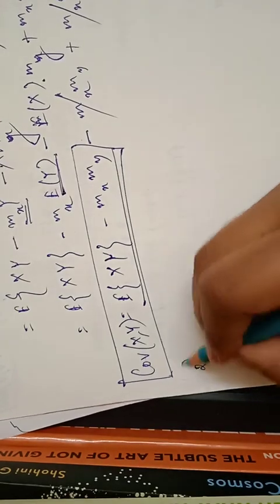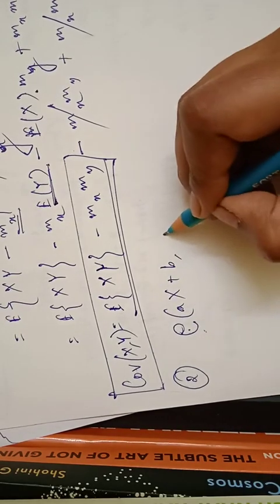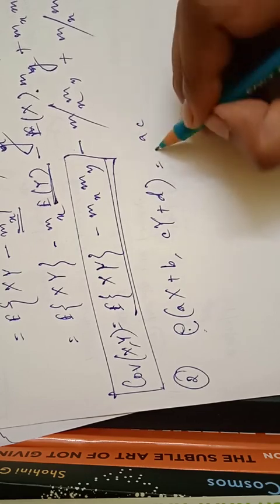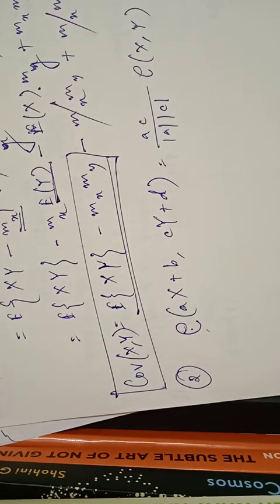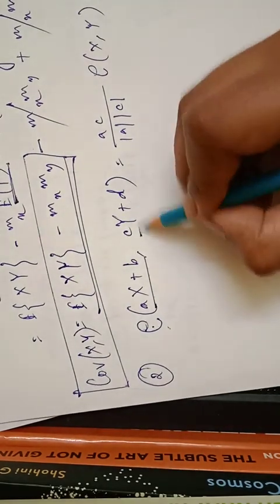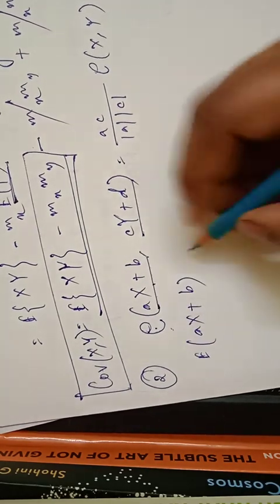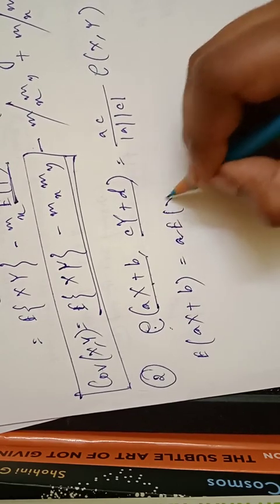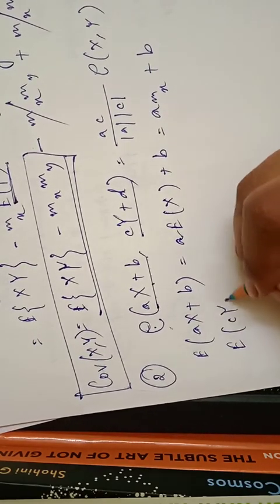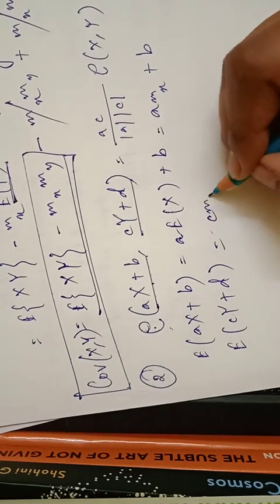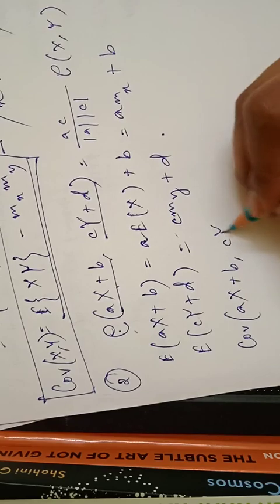The next property, property number 2: rho, that is the correlation coefficient, of aX plus b comma cY plus d equals ac by mod a into mod c into rho of X comma Y. Let's calculate it. Here this is one variable, here it is another variable. First we consider the expectation of these two variables. Expectation of aX plus b will be a into expectation of X plus b, that is a mx plus b. Similarly, expectation of cY plus d will be c my plus d, right? Now starting with covariance of these two variables, aX plus b comma cY plus d.